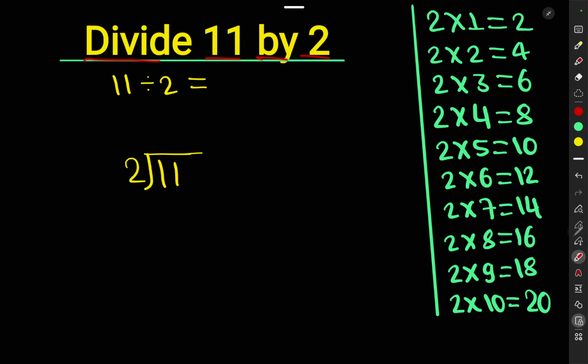11 divided by 2. So here we divide 11 by 2 using the long division method. For this 11, we have to choose the largest number less than 11 which is exactly divisible by 2. The number here is 10. So 2 times 5 means 10. On subtracting, we get 1.